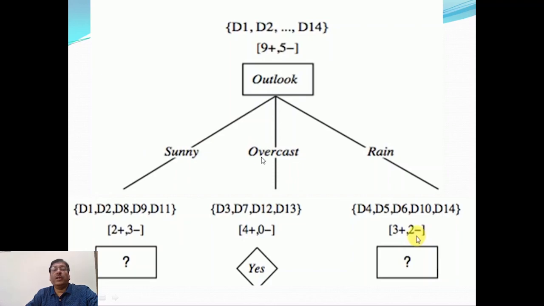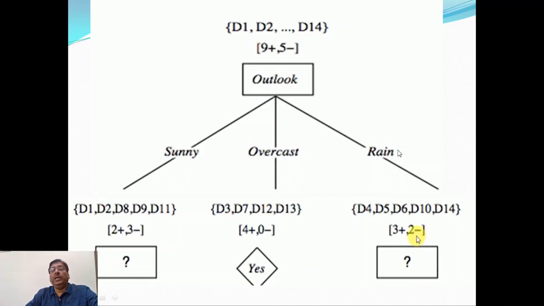But coming to overcast, if you remember, overcast appears 4 times, and all 4 times it has positive instances, which means you have 4 plus, 0 minus for overcast. So if the outlook is overcast, then you can directly say that you can have your tennis play. Yes, for that. Here you cannot decide because some of them are negative, some are positive.